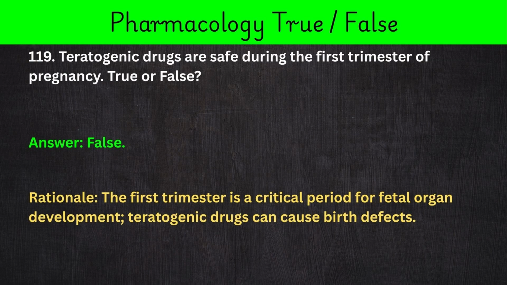119. Teratogenic drugs are safe during the first trimester of pregnancy. True or false? Answer: false. Rationale: The first trimester is a critical period for fetal organ development. Teratogenic drugs can cause birth defects.